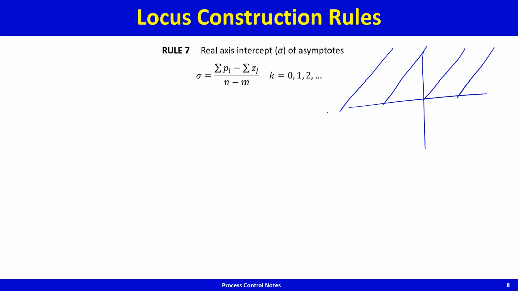Now in order to fix the asymptotes, rule 7 gives us the real axis intercept sigma of the asymptotes, and the rule is written here. Let's try and derive it.